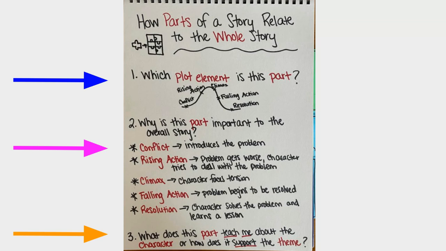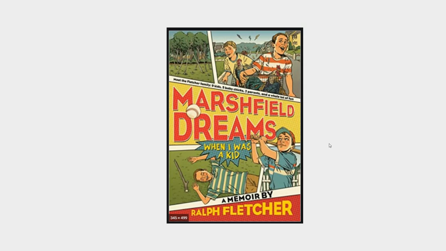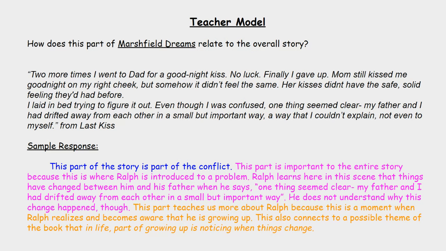Okay, so I am going to give you an example of this from Marshfield Dreams. In Marshfield Dreams, there was one part that's been identified. So I'm just going to read that part to you. That's the part here that's in italics. The part that is identified says, it's from the chapter Last Kiss, by the way.